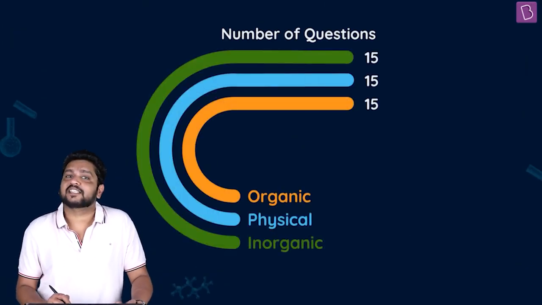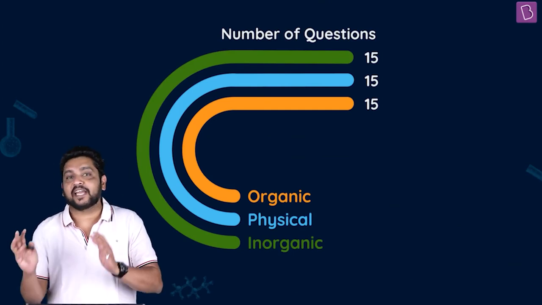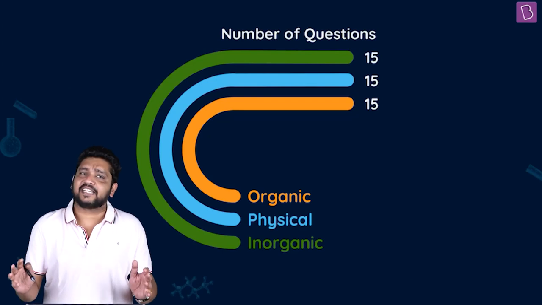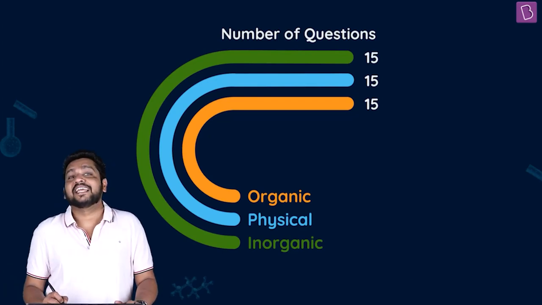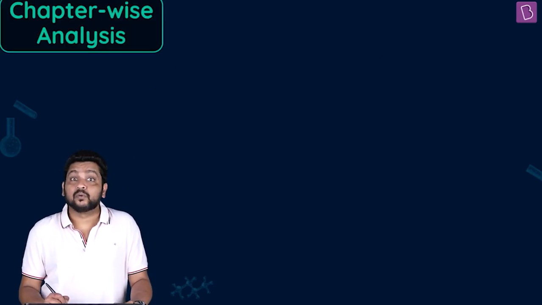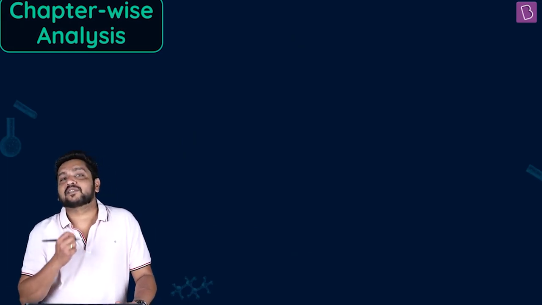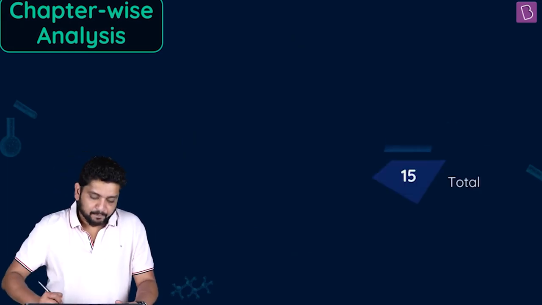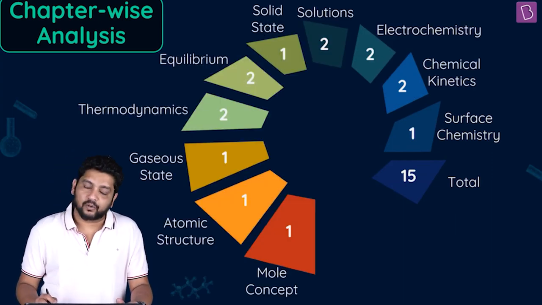Right. So as far as chemistry itself is concerned, we have physical, organic, inorganic, which has almost equal weightage every year, and this year was no exception. We had 15 questions each in physical, organic and inorganic. What we are going to do today is to look at the physical chemistry questions that were asked. Obviously we won't be solving all of these questions in one go.